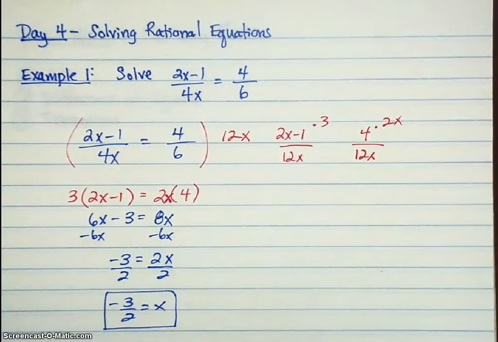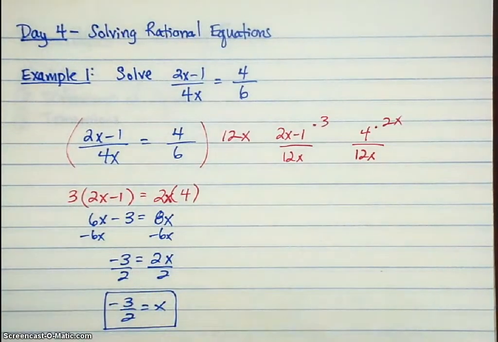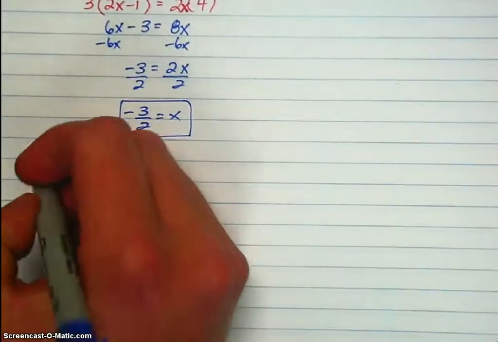Okay, now we're going to do all of the examples like that. We're going to get a common denominator, multiply it through, and that will get rid of our fractions throughout the problem, and we won't have to deal with them anymore. So let's take a look at another example here.